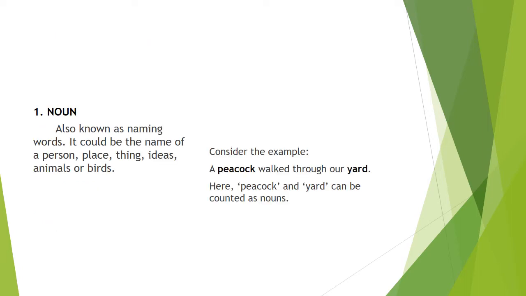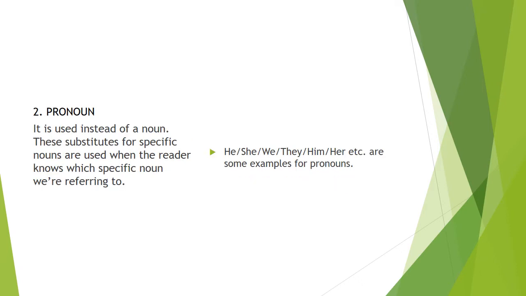The first part of speech that we are going to discuss is the noun. Nouns are also known as naming words. It could be the name of a person, place, thing, idea, animal, or bird. For example, consider the sentence: A peacock walked through our yard. In this sentence, we can see that the words peacock and yard are nouns.